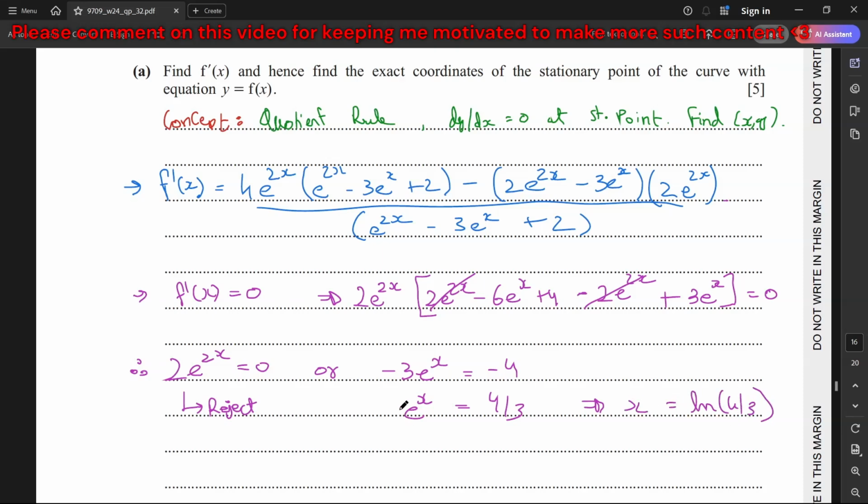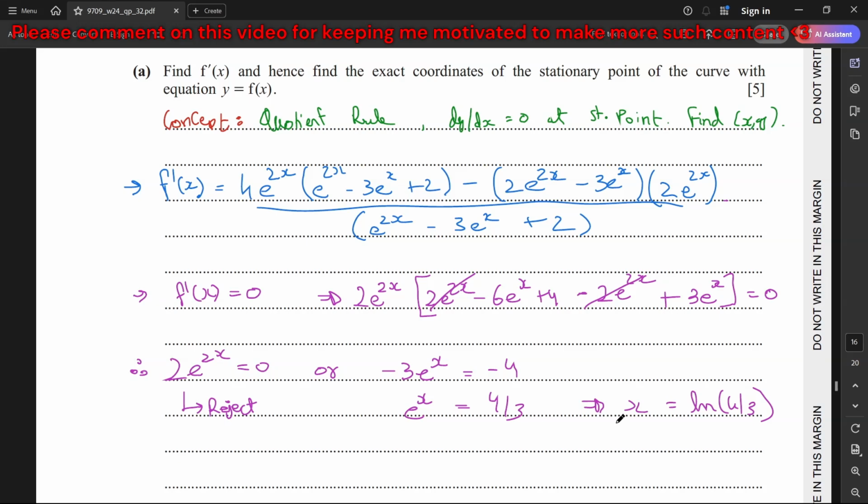So I've simply tried to solve this equation by bringing ln on both the sides, so I can bring x down, and the value of ln e is 1. So x into 1 is equal to ln of 4 by 3. So that is how I get the x coordinate over here.